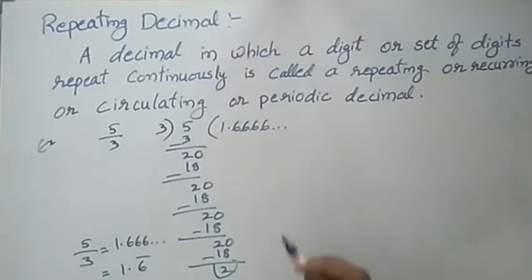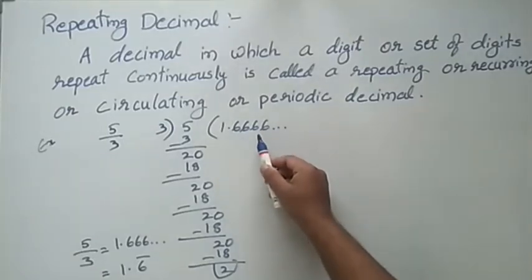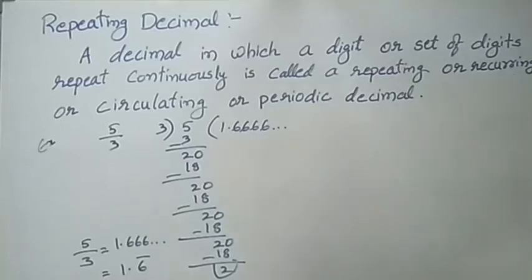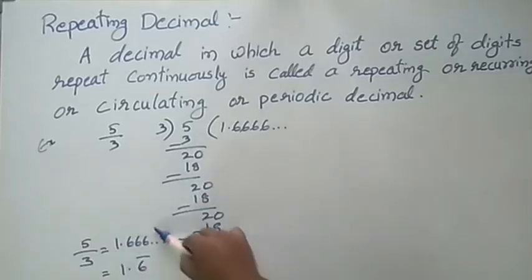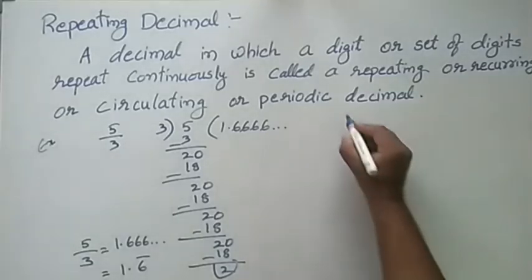According to the definition, see, after the decimal place the digits are recurring, means repeating continuously. So then we can say this decimal is a repeating decimal, otherwise recurring decimal, circulating decimal, periodic decimal also we can call. I'll take one more example.